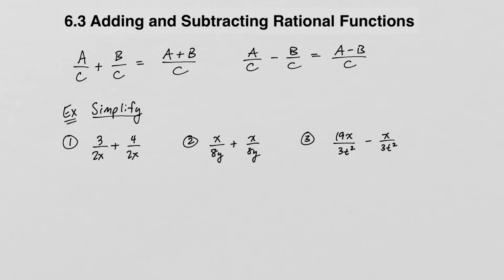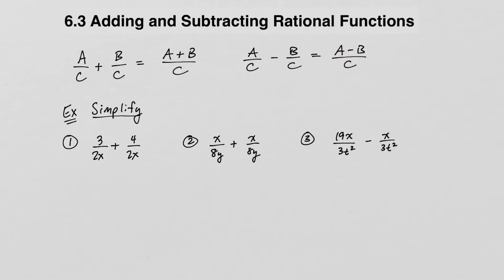In section 6.3, we look at adding and subtracting rational functions. Just as a reminder, when you add two fractions together, you can only do so if you have a common denominator. And if you do, the denominator stays the same, and you simply add the numerators together. Subtraction works the same way. You have to have a common denominator, which stays the same when you subtract, and we simply subtract the numerators.